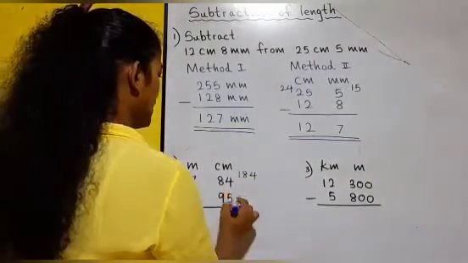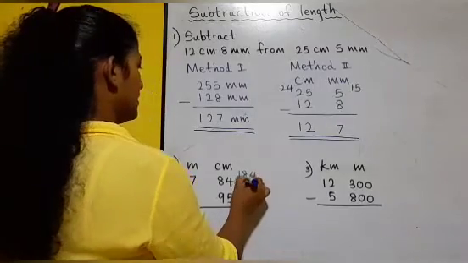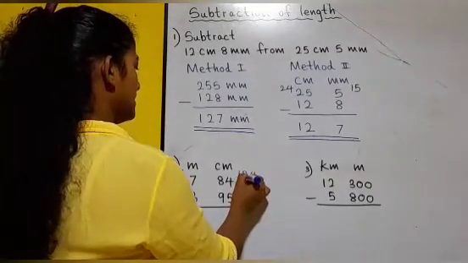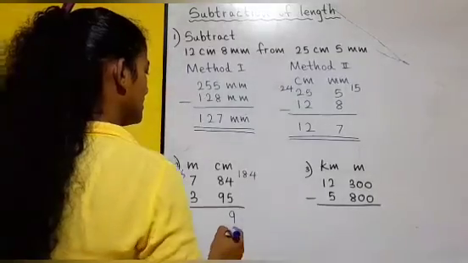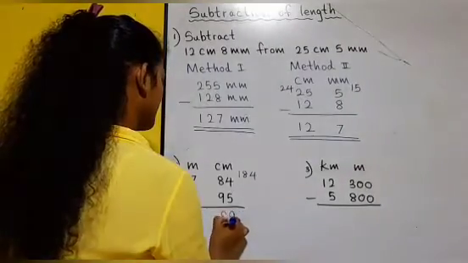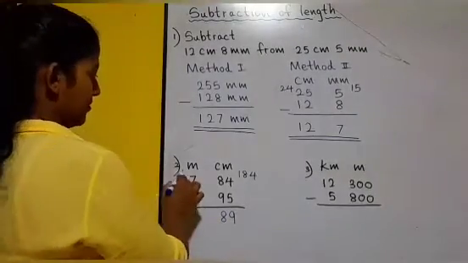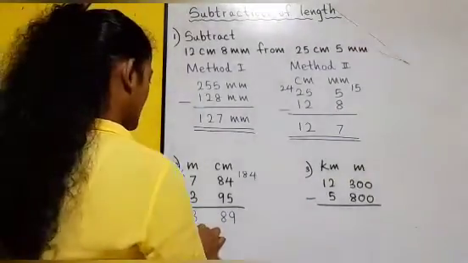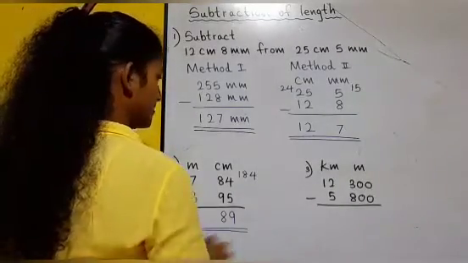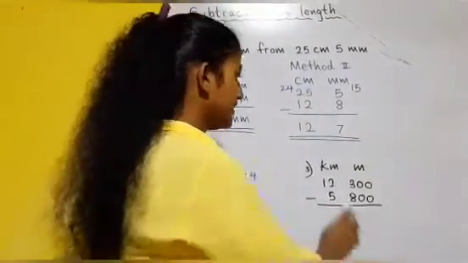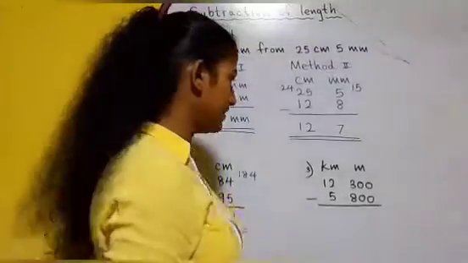14 minus 5 is 9. And then the remaining is 17. 17 minus 9 is 8. Then 6 minus 3 is 3. 6 is the remaining meters amount in this side. This is the answer.